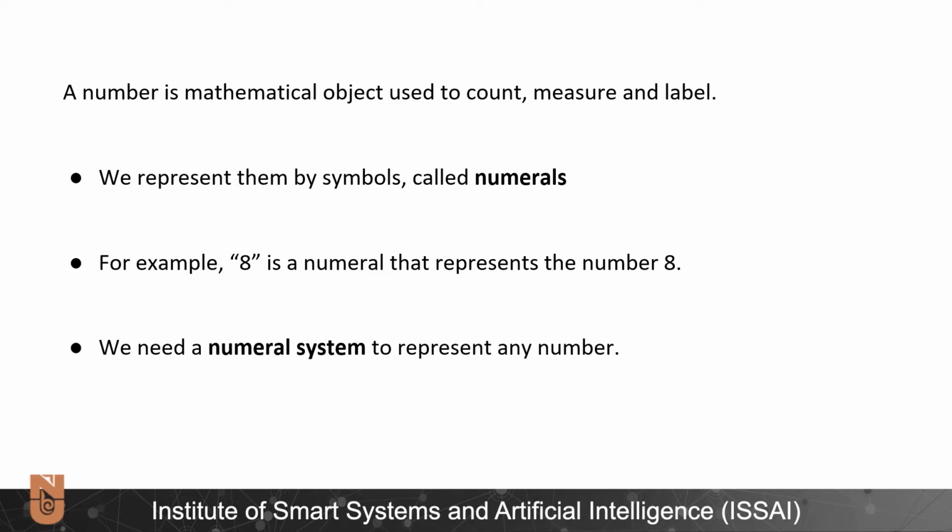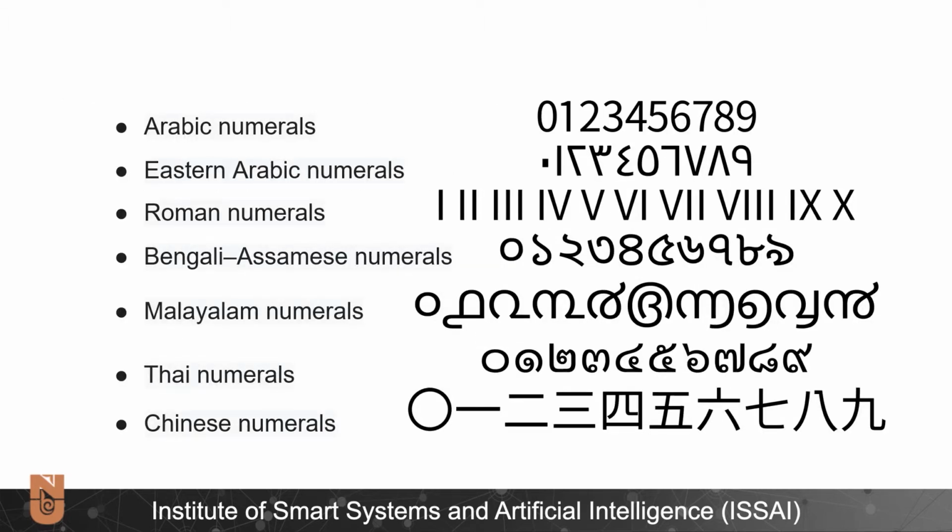Knowing that there are a lot of objects to count, measure, and label, we need a numeral system to represent any number. Our ancestors have invented and developed such systems. Nowadays, Arabic numerals are the most widespread and commonly used numeral system. But as you can see, there are a lot of them belonging to different cultures and countries.